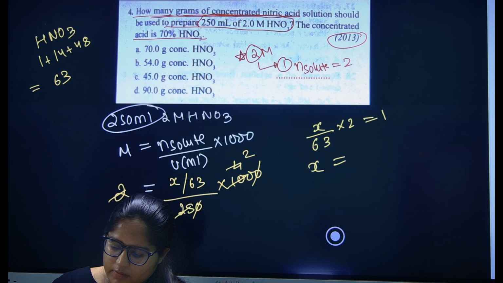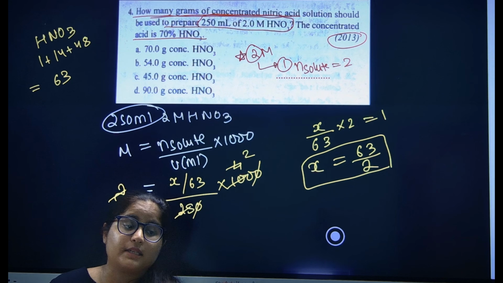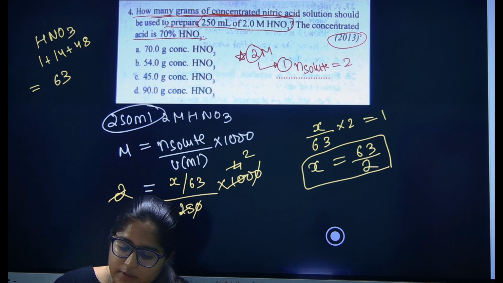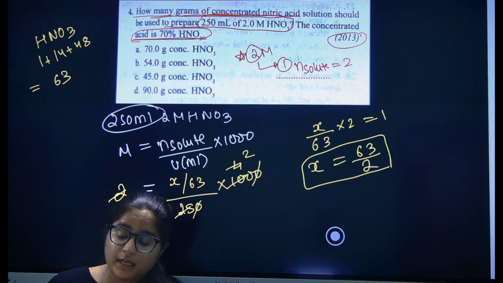So from here we will get 63 by 2, right? So 63 by 2 we are getting as the mass of nitric acid. Any option? No. But see here, one more line we are missing. It is written that the concentrated acid is not 100%. If it were 100%, 63 by 2 would be our answer. They are saying the acid purity is only 70%.